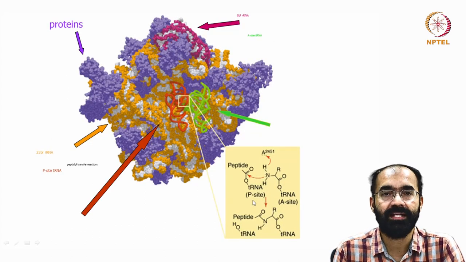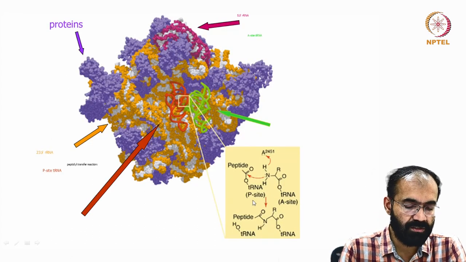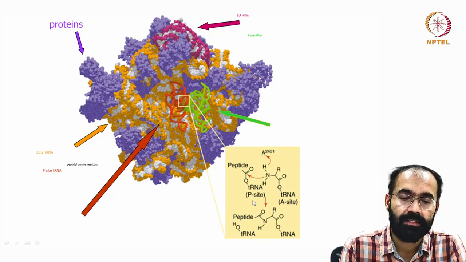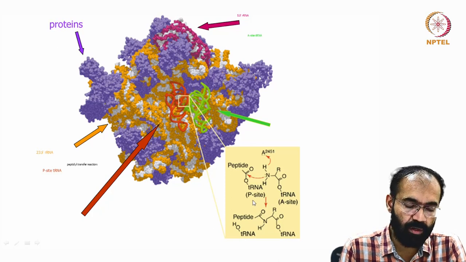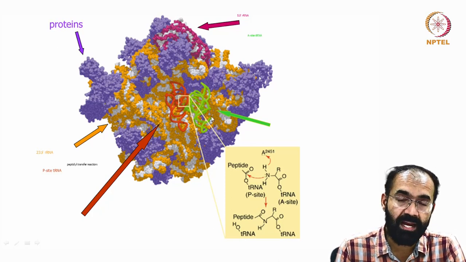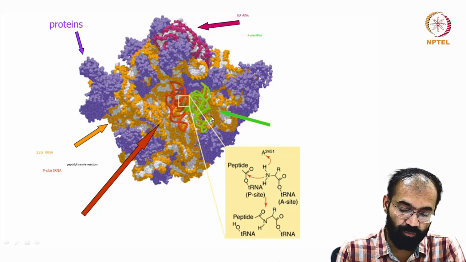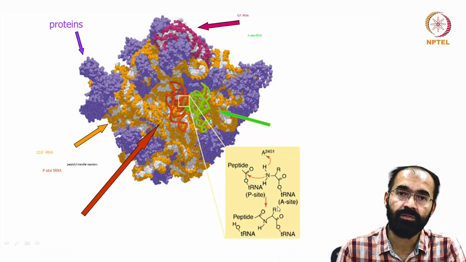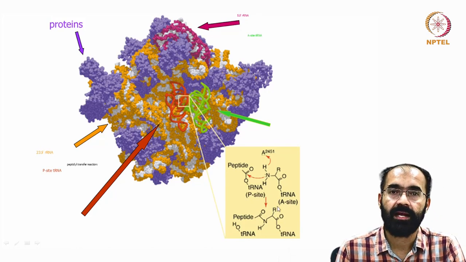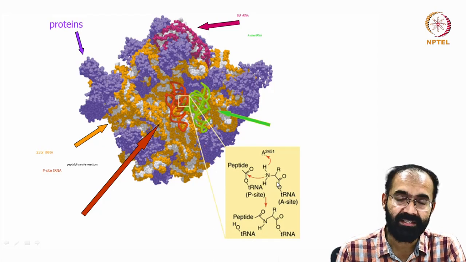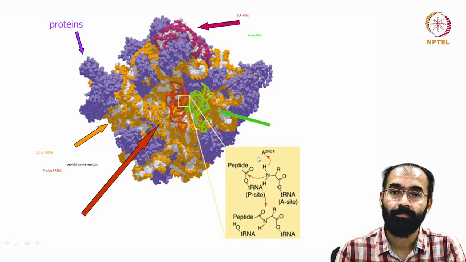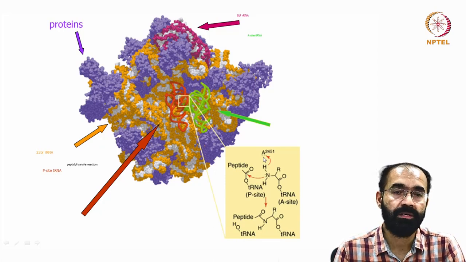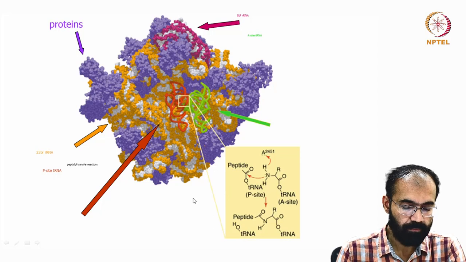So we will study more in detail when we study protein synthesis. So this is an enlarged structure. What is important to understand is that the congregation of various RNA molecules and protein molecules stabilizes the ribosome structure. However, the A site of the ribosome allows the entry of the tRNA containing an amino acid, but the P site allows the peptide bond to form. But this bond formation is done by the RNA part, not the protein part of the ribosome.